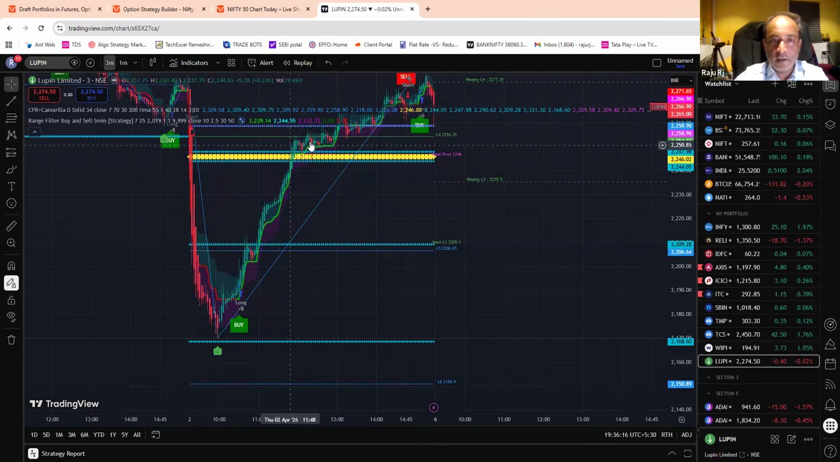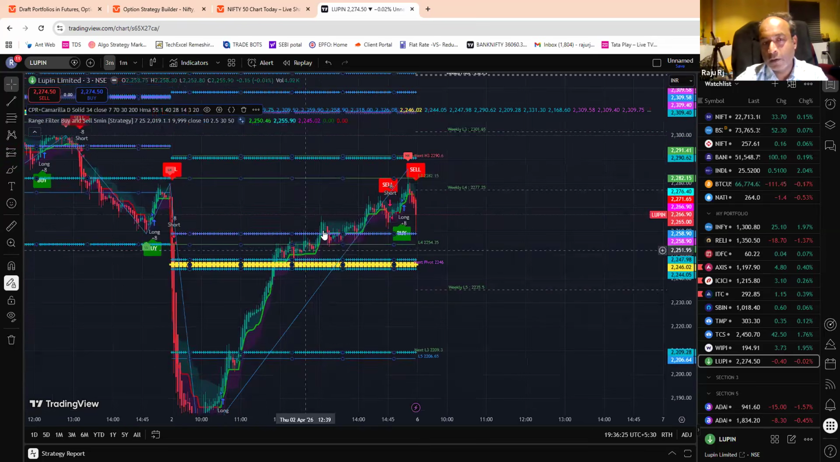Here, if you see at this level, it waited from 11:15 to 12:15, almost 1 hour, it was here. And then it crossed this and touched L3. This is the exit point. From there, it books a profit.